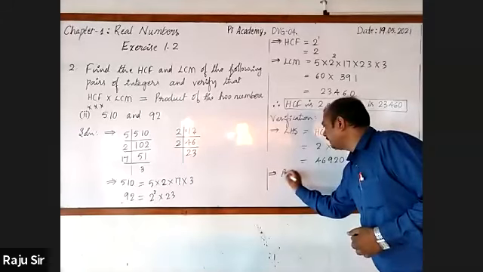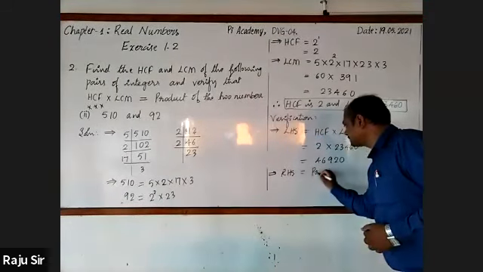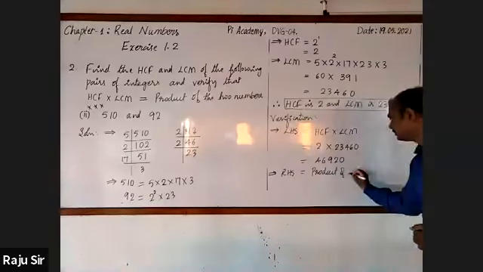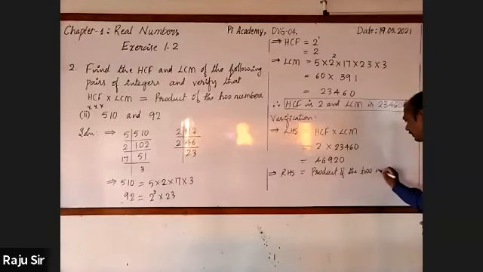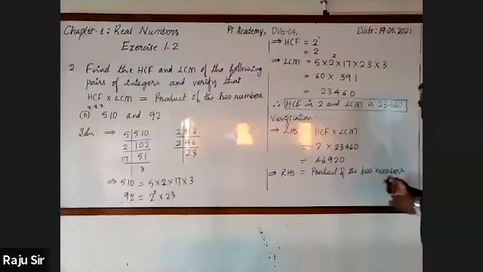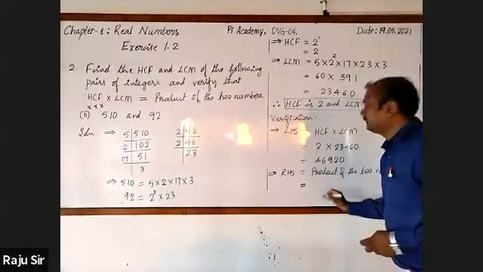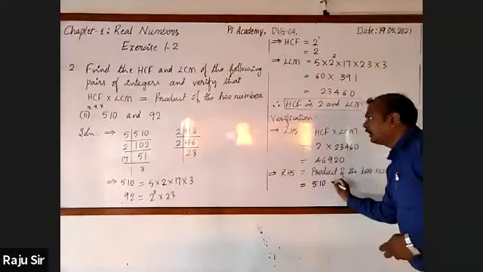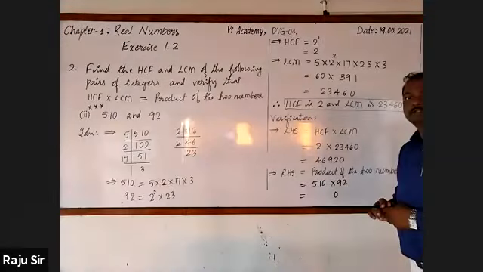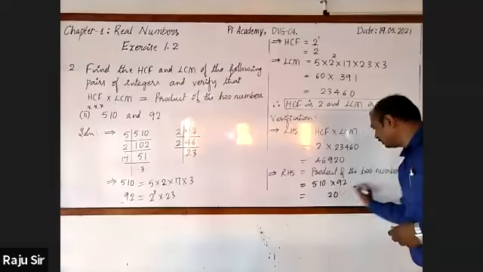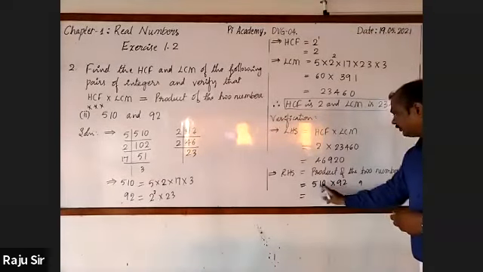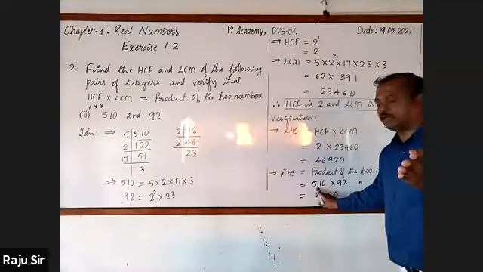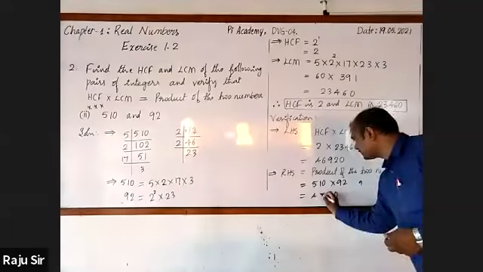Then similarly, find out RHS part. RHS is the product of two numbers. The numbers are 510 into 92. Now let me write 0 as it is. 92 ones are 92, 9 is the carry. 92 5s are 460, plus 9, 469.